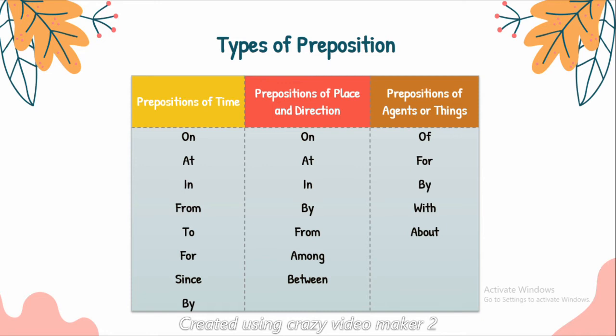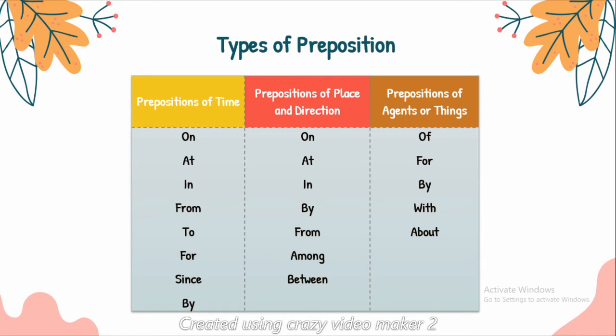Next is the preposition of place and direction. These prepositions are used to indicate a place or a position of things. The next is the preposition of agents or things. This preposition indicates a causal relationship between nouns and other parts of the sentence. I'm going to give you a short explanation.